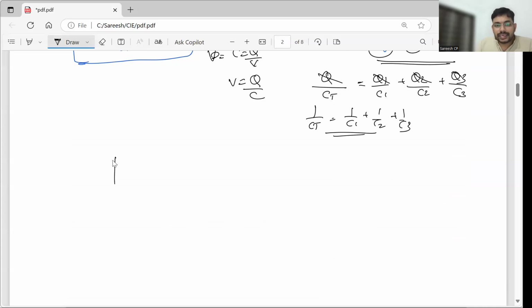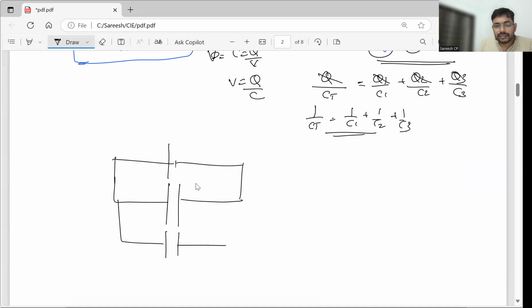Now, capacitors connected in parallel. So here I can say that there is a battery. I'm going to connect a capacitor like this. Then I'm going to connect another capacitor over here. This is C1 and this is C2.